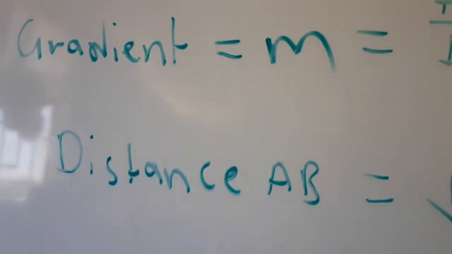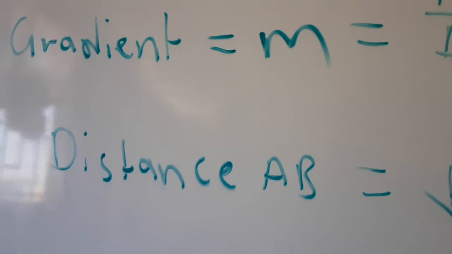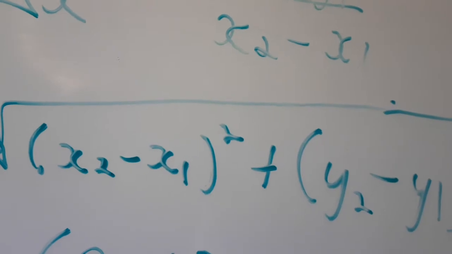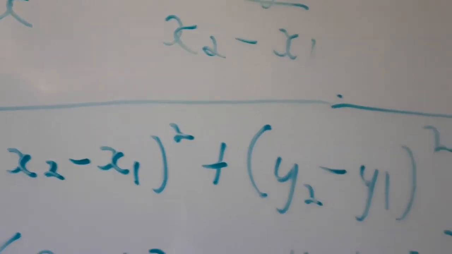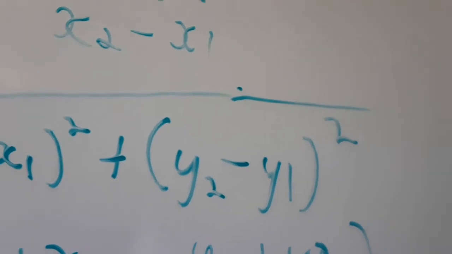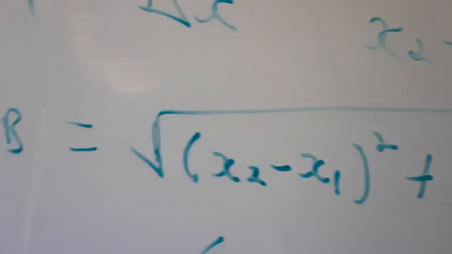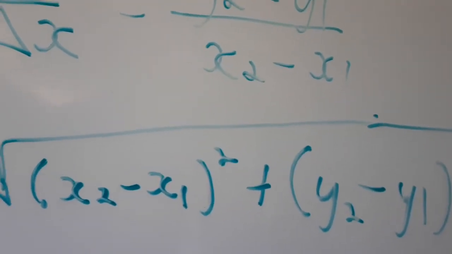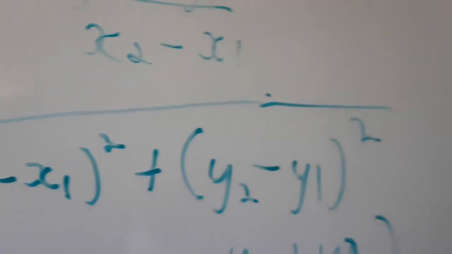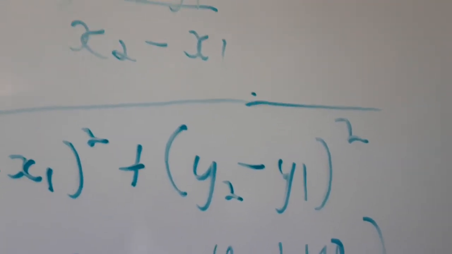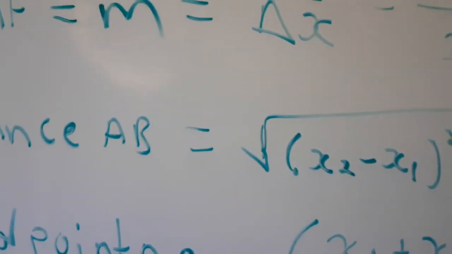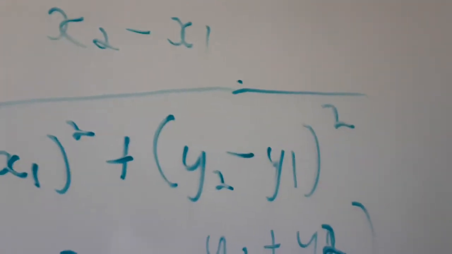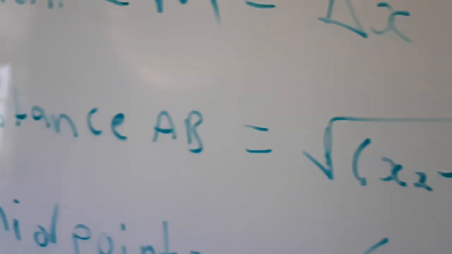Then after that, you must also know how to calculate the distance using the distance formula, the distance of a line between point A to point B. So the distance of point A to B is equal to the square root of x2 minus x1 squared plus y2 minus y1 squared. This gives you your distance. So your distance formula is the square root of the difference in x squared plus the difference in y squared, right?